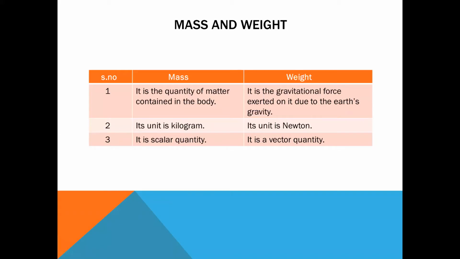Good morning. Today we are going to see part 4 of the topic laws of motion. Today we are going to see the topic mass and weight. What are the differences between mass and weight?